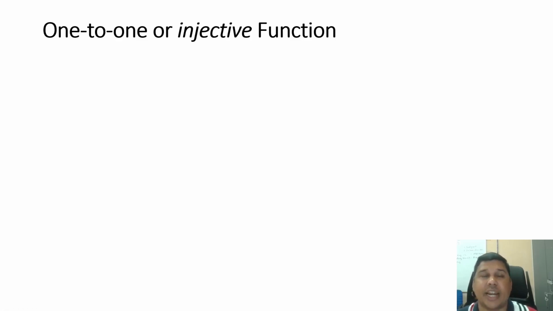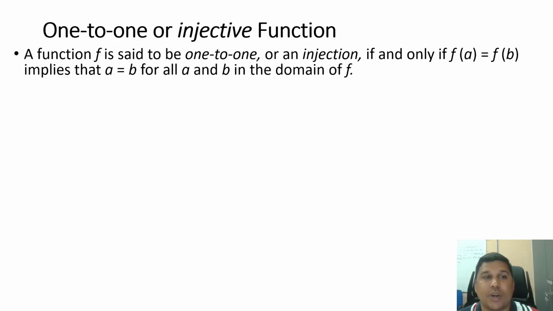Now we have three different kinds of functions. First one is one-to-one or injective function. So what is this one-to-one function? A function f is said to be one-to-one or injection if and only if f of a equal to f of b implies that a equal to b for all a, b in the domain of f. Let's see some example here.